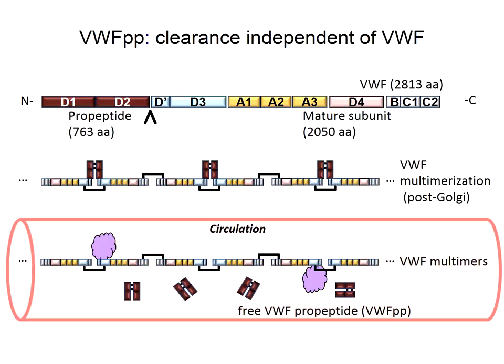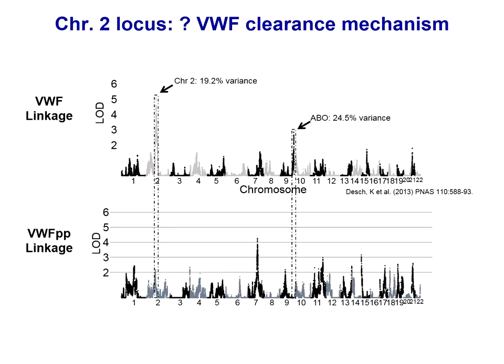So if VWF is more rapidly cleared, as happens in the case of ABO type O blood type, VWF that has been decorated by the sugar structures encoded by ABO is cleared more rapidly than the non-O types, while the propeptide may not be affected. And if you look at clearance of von Willebrand's factor compared to clearance of the propeptide, looking at steady state levels of VWF compared to steady state levels of the propeptide, that gives you an idea about clearance. So we did a linkage study for the VWF propeptide.